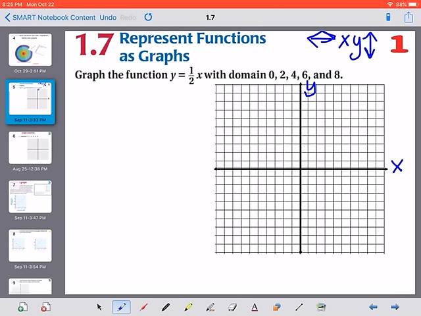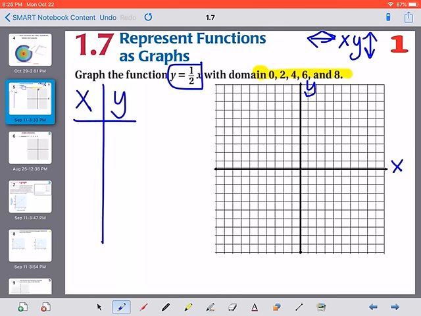So in order to graph, we need to make a table because we don't know what the y values are. We do know what the x values are, our domain, what we're plugging in to our equation, which we have right here. So I'm going to make an xy table, and I know we're plugging in a 0, a 2, a 4, 6, and 8.